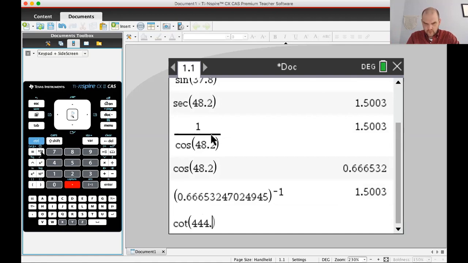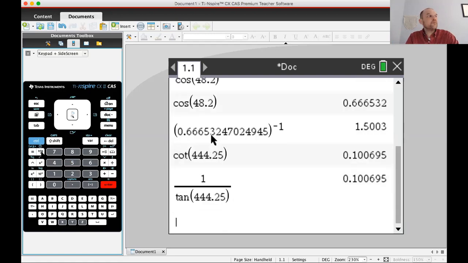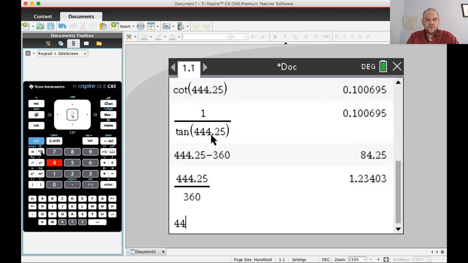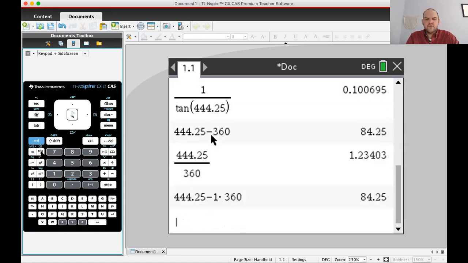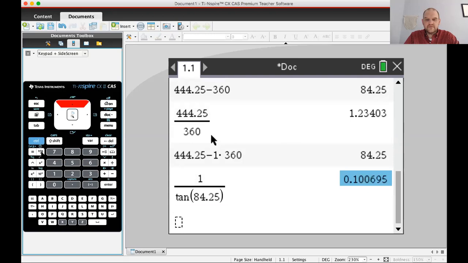Cotan of 444.25, okay? Now, let's do 1 over the tangent of 444.25. Perfect. Well, 444.25 is bigger than 360, so let's find the principal coterminal angle. There's two ways I could do that. I could just subtract 360, which I think is actually the easiest way, and get this. I also could have done 444.25 divided by 360, which gives me 1 point something, then 444.25 minus 1 times 360. This is the long way to get to the same result. But either way, if I do 1 over the tangent of 84.25, I get the same result. So it's already off the screen.